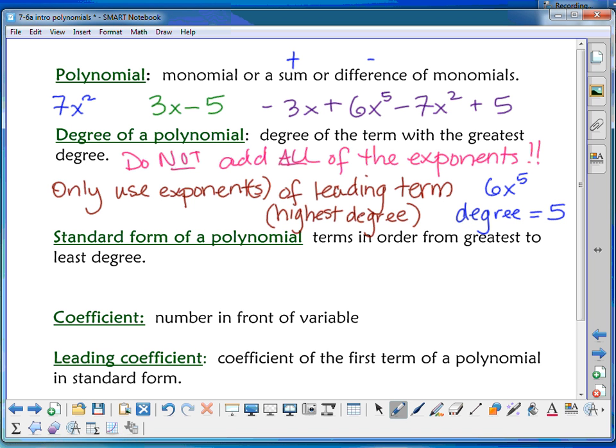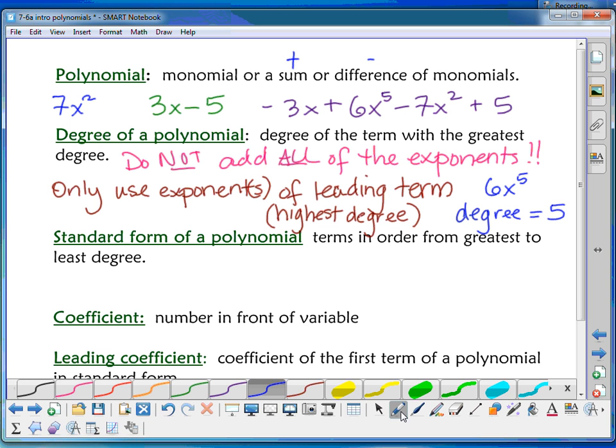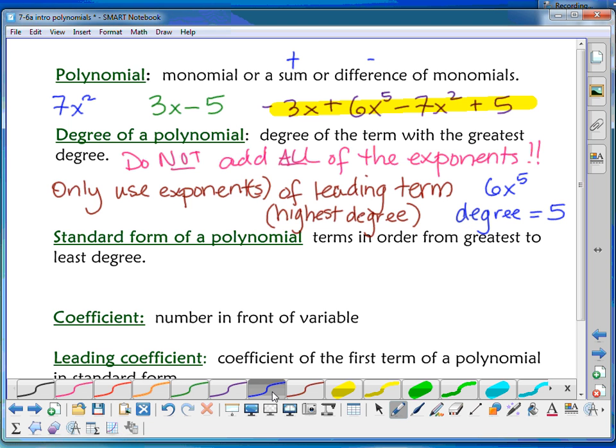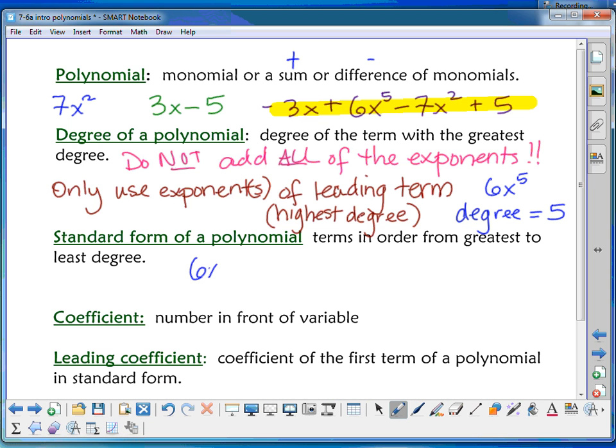Standard form means you need to write the terms in order from the greatest to the least degree. So we start with the one with the highest degree, and then we go to the one with the lowest degree. So if I'm looking again at this polynomial up here, we said already that the highest degree was 6x to the 5th. Who's next in line? The negative 7x squared. And then we would have the negative 3x, and finally the 5. So that would be the standard form for that polynomial.